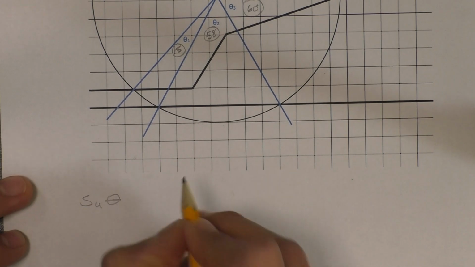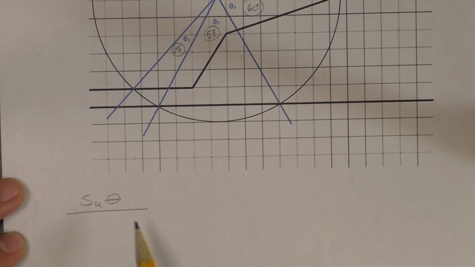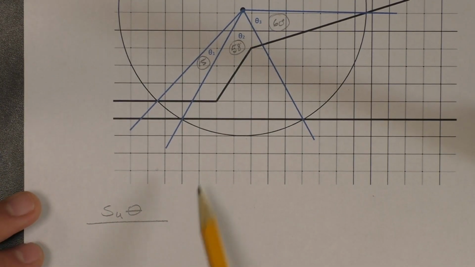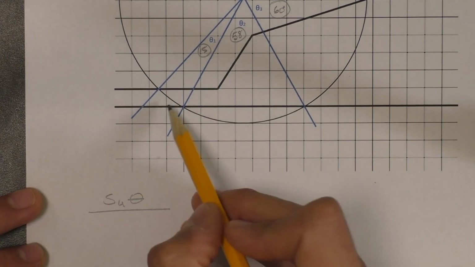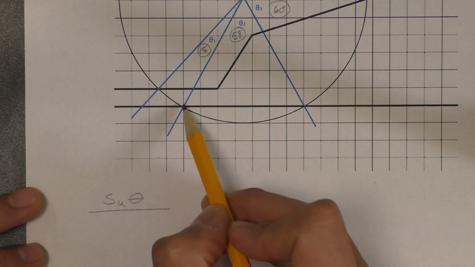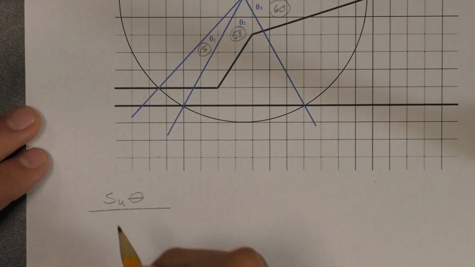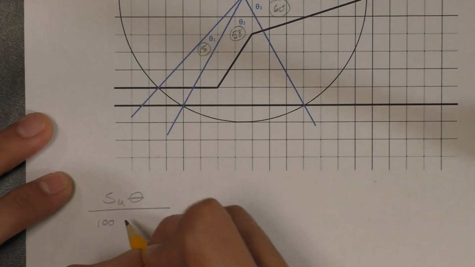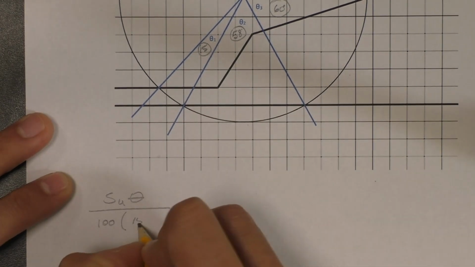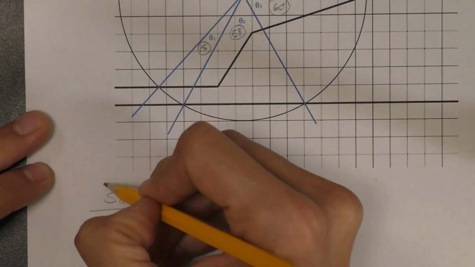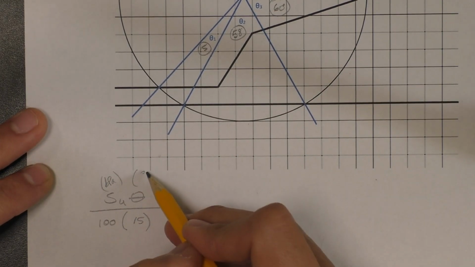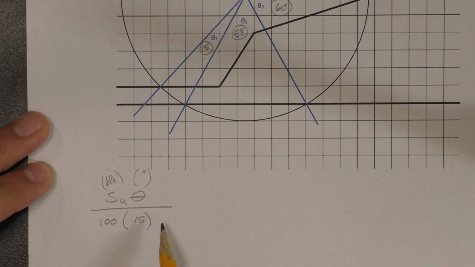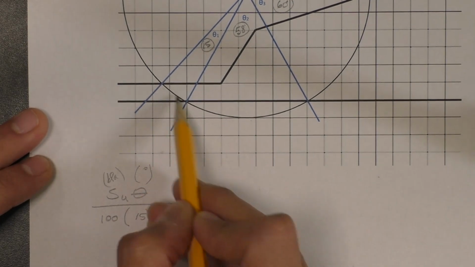And this is simply the SU of the soil in question times the angle, right? So what is the strength of the first soil? The strength is 100 kPa and the theta is 15, and this is in degrees. 100 times 15, that's this component right there.